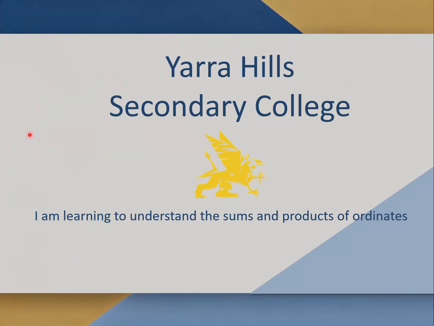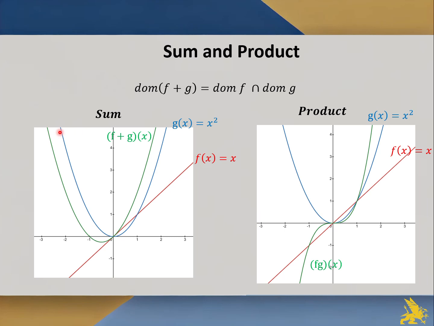So we are going to be working through 7C, which is focusing on sums and products of ordinates. We have done this in chapter 1, but we will be working through 7C from the Unit 3 and 4 Cambridge textbook.